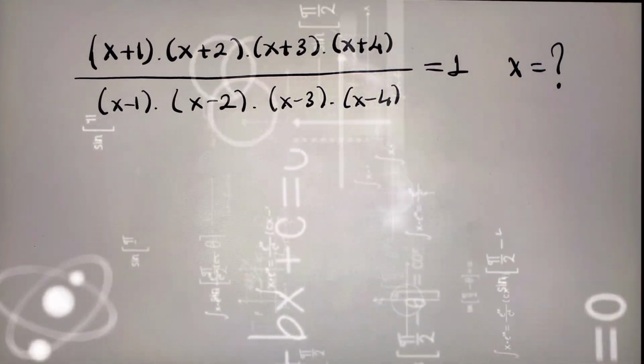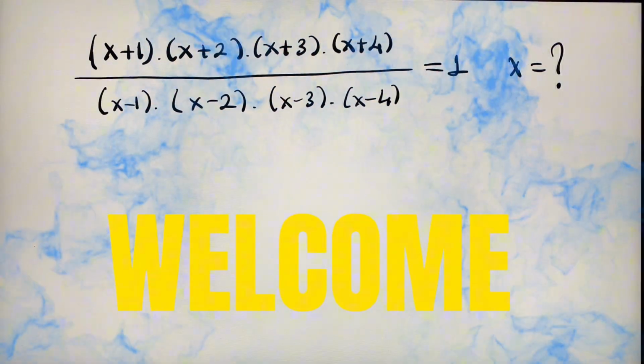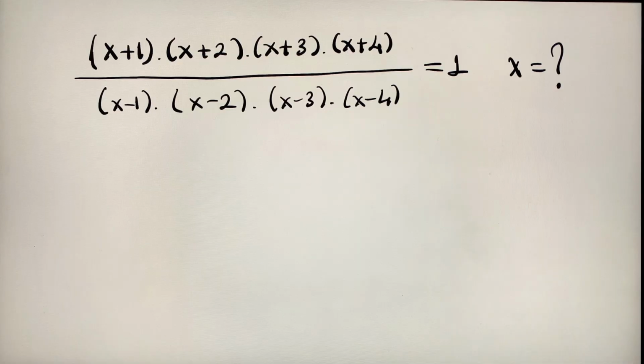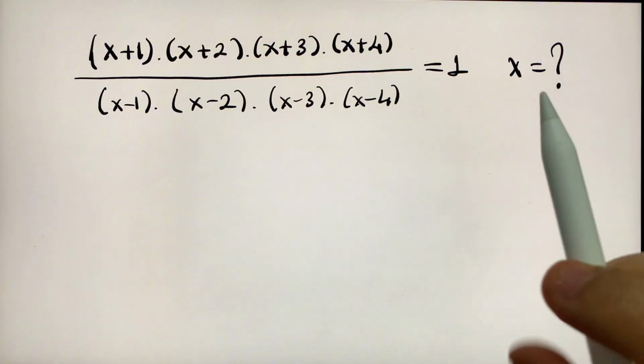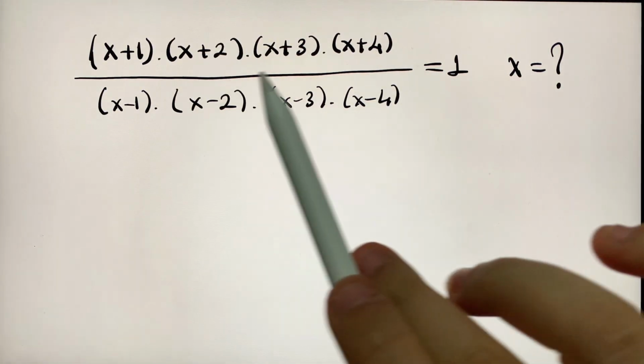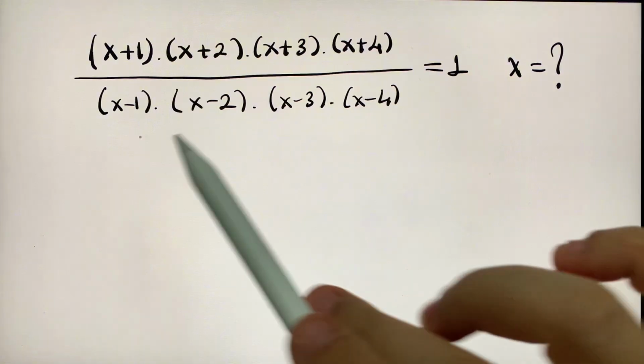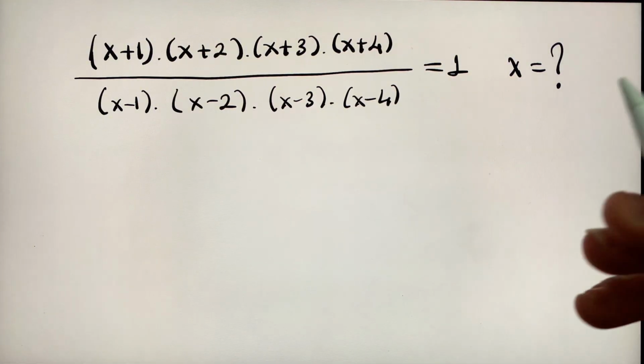Hello, welcome. We are together again with one perfect Olympiad question. Now looking at the question, consecutively increasing values at the top, consecutively decreasing values at the bottom.